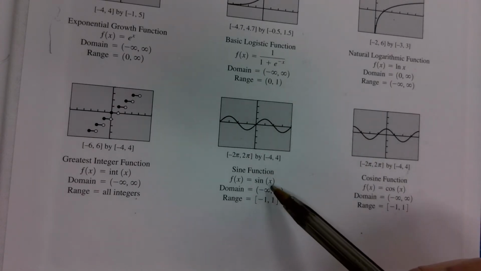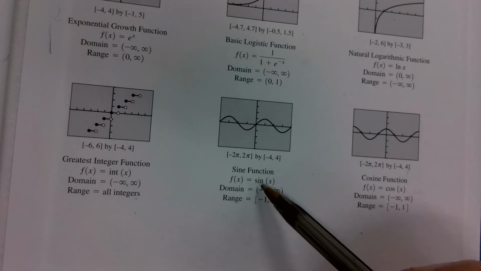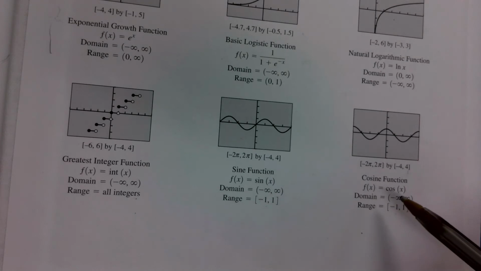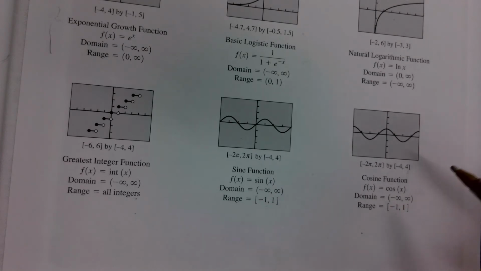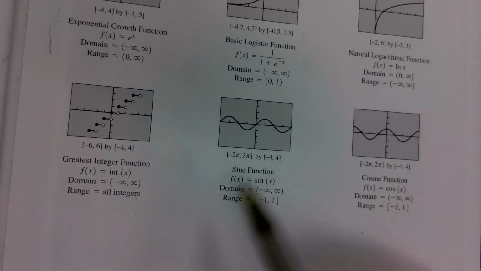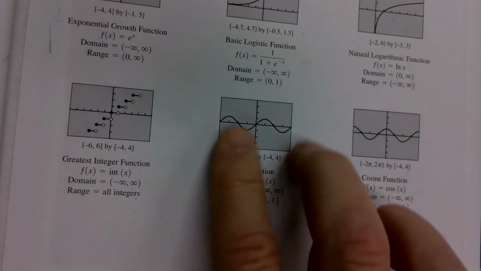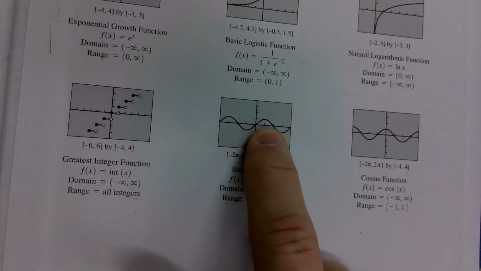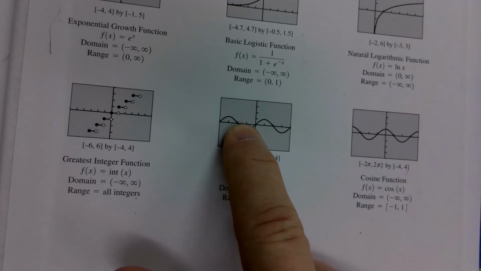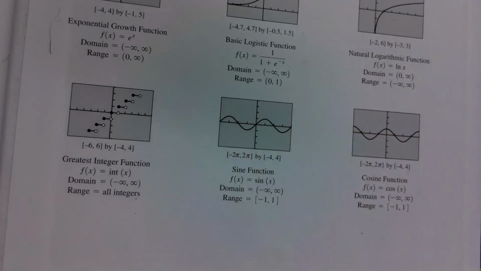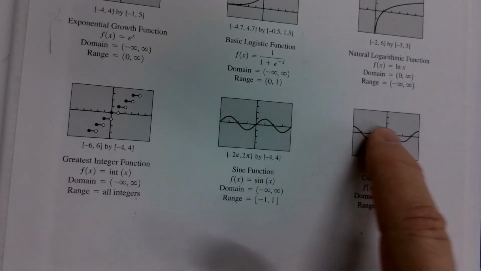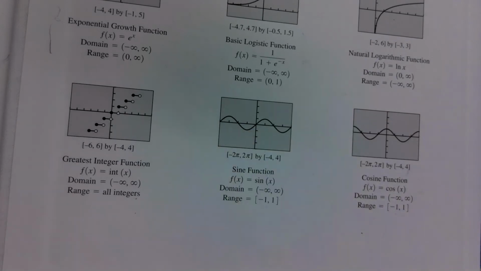Now, of course, we can alter and tweak the sine function, which we will do a lot of, especially once we get to precalc B. Okay? Cosine function and sine function are identical. They simply have been shifted. If I take this sine function and push it back 90 degrees, you'll see that I get the cosine function. Or if I take the cosine function and shift it forward 90 degrees, I'll get the sine function.